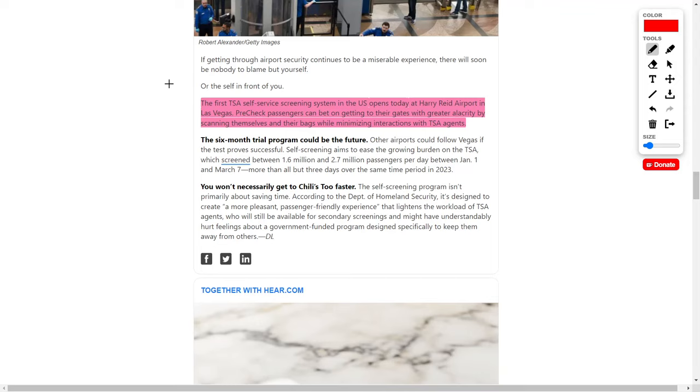Clearly, if somebody wanted to do something malicious or take over a plane, they would go and check themselves as a pre-check passenger, and they would quote-unquote scan themselves and their bag, even if their bag actually contains harmful devices. So from a safety perspective and a security perspective, I do not think that airports should adopt this technology.